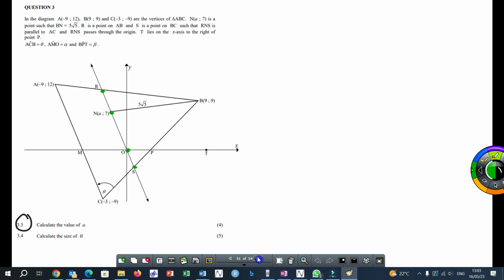First, I'm going to calculate the gradient of BC. Then I'll get that angle of inclination, which I can call theta. And then I've got the gradient already of AC. So I'll calculate that angle. Then I've got theta already. So let me call that one what? Alpha.